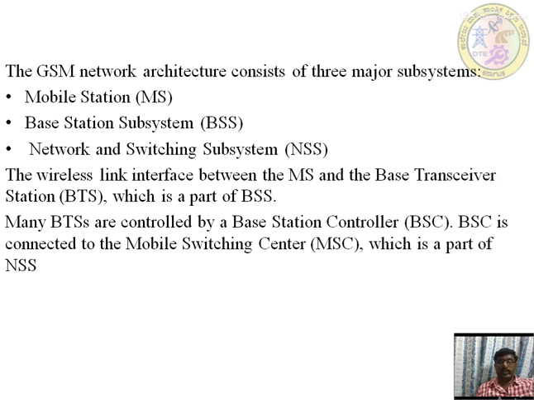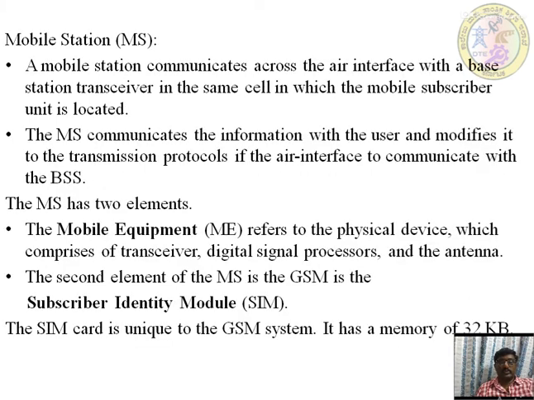The GSM network actually consists of three major systems: the mobile station MS, the base station subsystem BSS, and the network and switching subsystem, that is NSS. The wireless link interface is between the MS and the base transceiver station BTS, which is a part of BSS. BSS is the base station subsystem. Many BTSs are controlled by the base station controller. The base station controller is connected to the mobile switching center, which is part of NSS, the network and switching subsystem. The mobile station communicates across the air interface with the base transceiver station in the same cell in which the mobile subscriber unit is located.